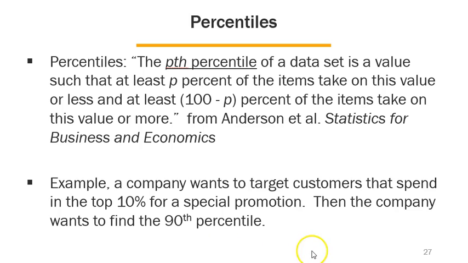So an example of using this: a company might want to target customers that spend in the top 10% for a special promotion. Well, then the company would want to find the 90th percentile and use that as a cutoff for who gets the promotion. In a credit example, you might be looking at those account holders that have the worst credit, maybe the 5% at the bottom, let's say, and they might be targeted for some special treatment as well, credit counseling or other kinds of actions.